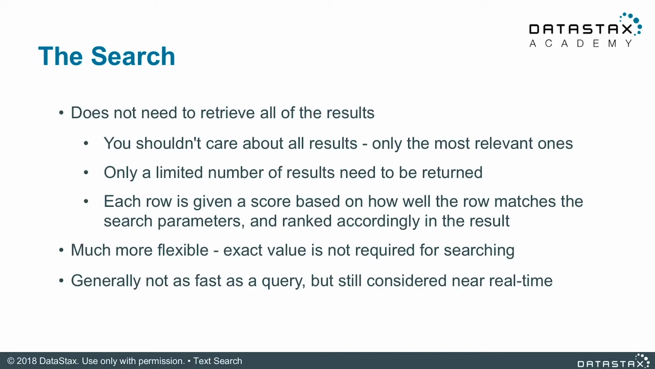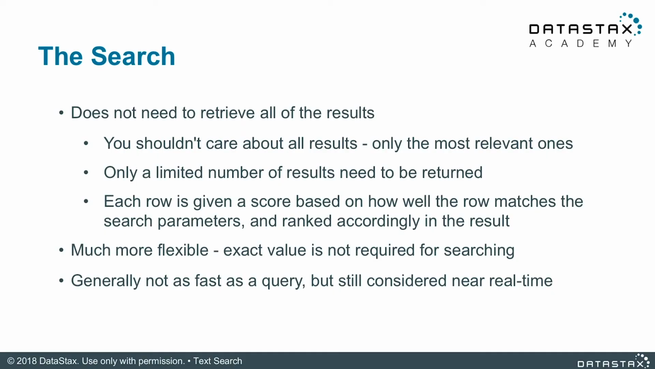Now with search, we typically do not need to retrieve all the results, and we typically don't even know what we're looking for. In these cases, only the most relevant results are the ones we're interested in, and we rarely go beyond the first n results, where n is typically 10. Relevancy means each row is given a score based on how well it matches the search parameters, and the default ordering is going to be based on those scores.